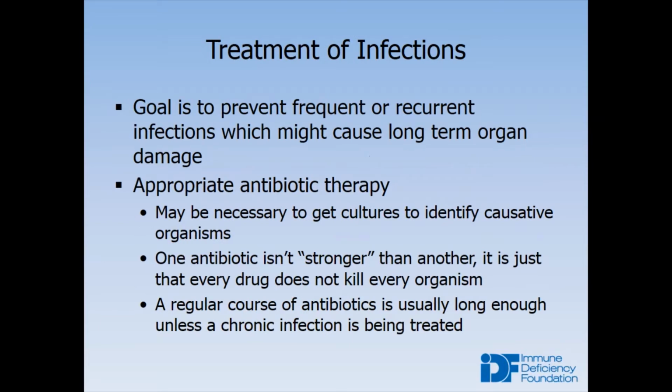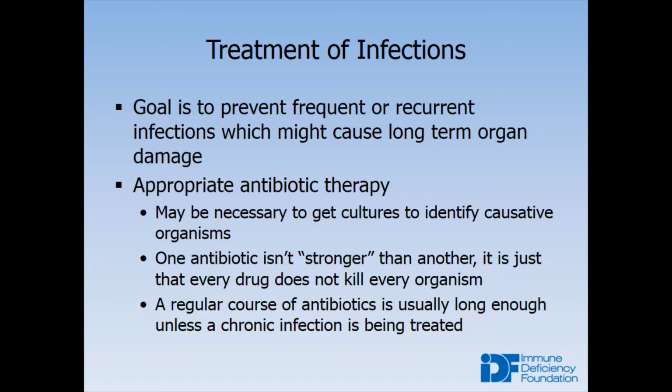So to get back to the treatment of infections. The goal is to prevent frequent or recurrent infections that might cause long-term organ damage, and that's really important. How many sinus infections can you have before you damage the mucosal surfaces of your sinuses? How many lung infections can you have before you do long-term lung damage called bronchiectasis? So the goal is to prevent those kinds of infections. And the nice thing about this population is that generally they're diagnosed early on, so they get onto therapy and treatment for their infections.